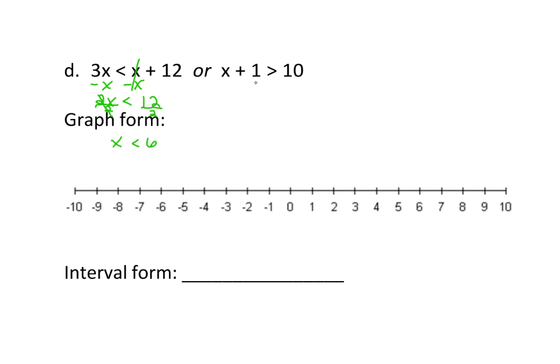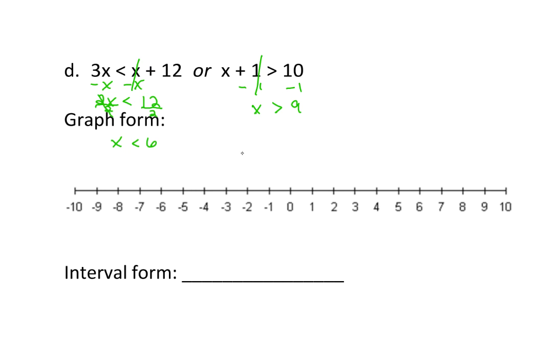Then for the other inequality, I'm going to subtract 1 from both sides. That gives me x is greater than 9. Our connecting word is "or," which means everything that's in either graph is going to go together for our union of our graphs.